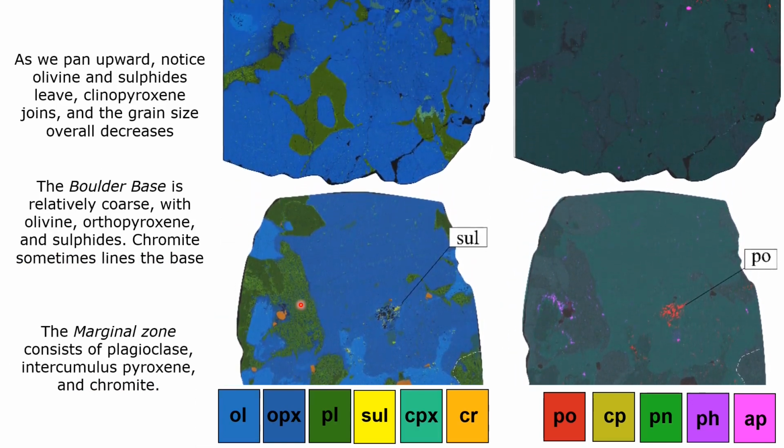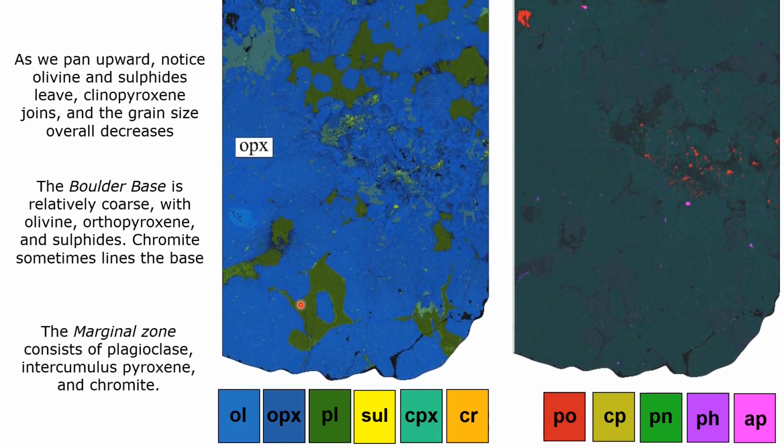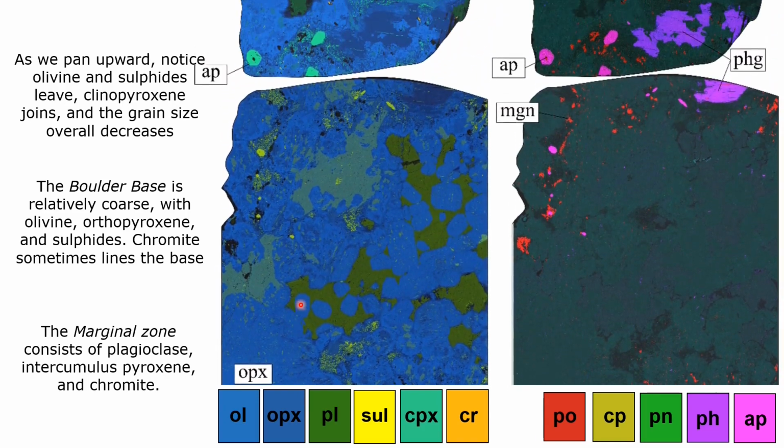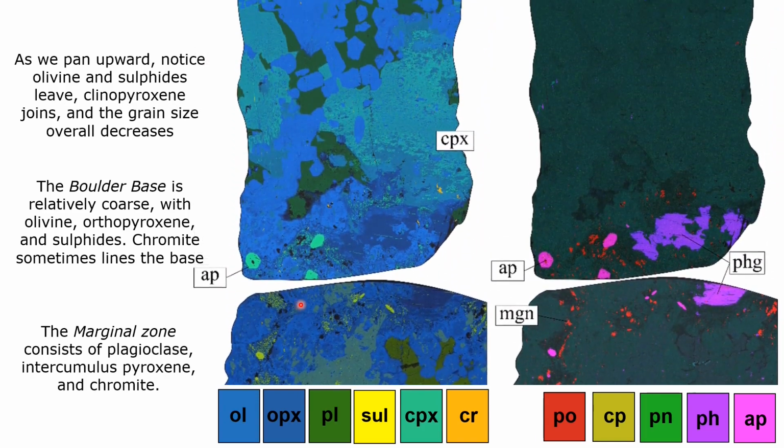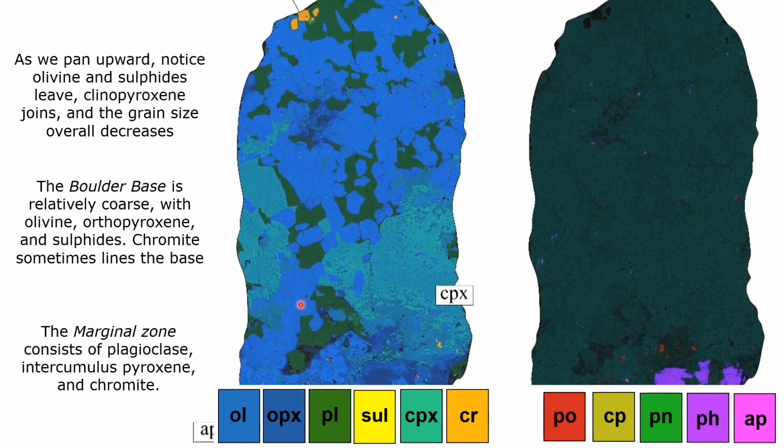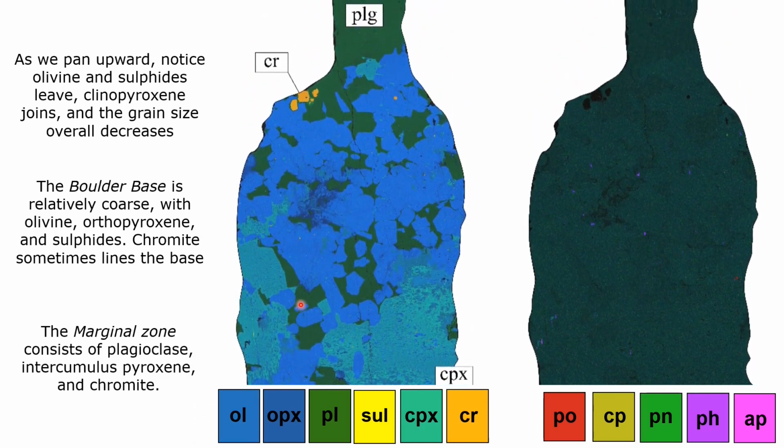olivine, chromite and sulfides, the overall decrease in grain size through the boulder, and the appearance of clinopyroxene as well as some phlogopite and apatites in the boulder as well.